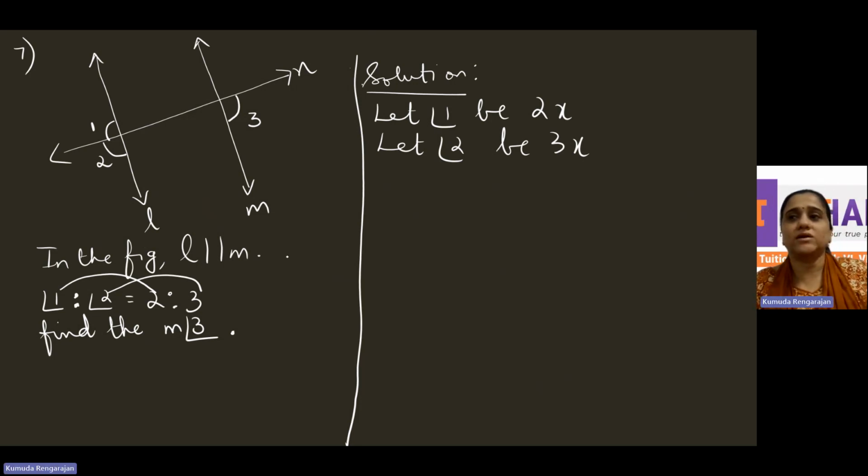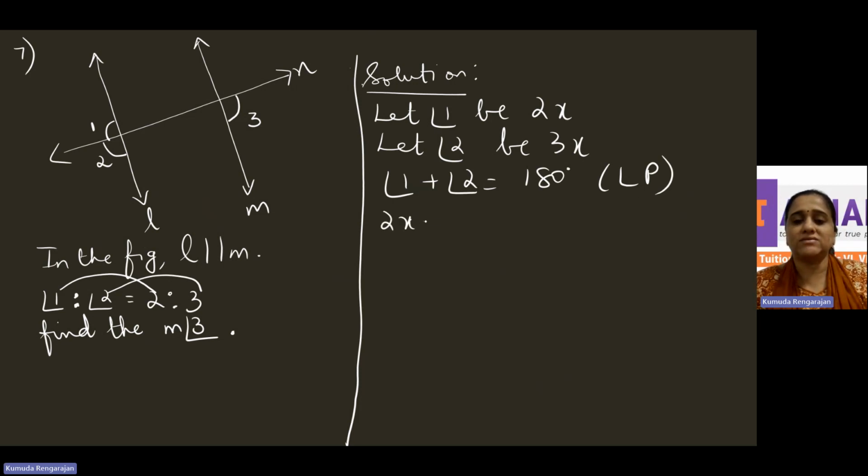Okay, so let angle 1 be equal to 2x and angle 2 be equal to 3x. Now angle 1 plus angle 2 is equal to 180. Why? Because linear pair. Now what is angle 1? 2x plus 3x is equal to 180.